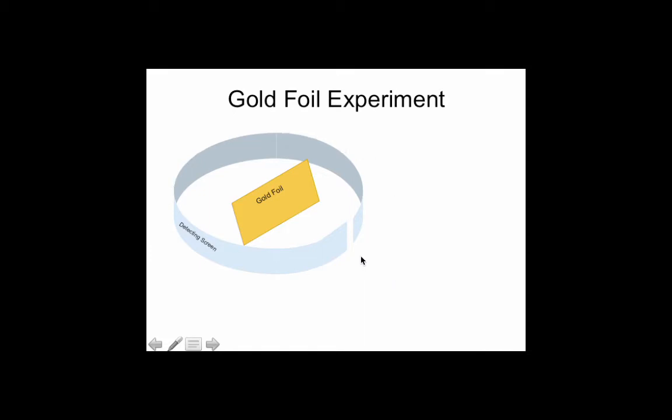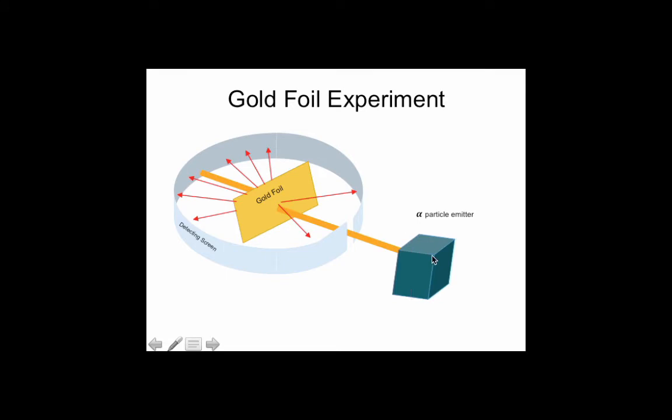So he decided that he was going to bombard this gold foil and see if the alpha particles went through it or were deflected a little bit, as it would be if the atoms were like a plum pudding. You'd only get a really, really small deflection. The alpha particles that he used came from the radioactive decay of radium.